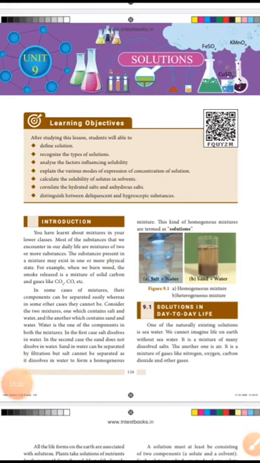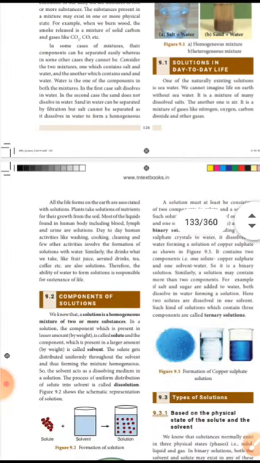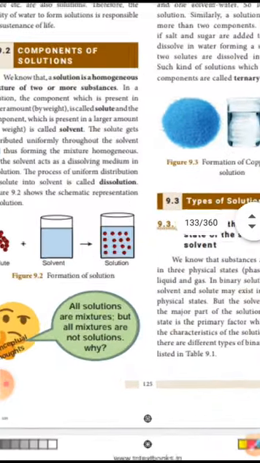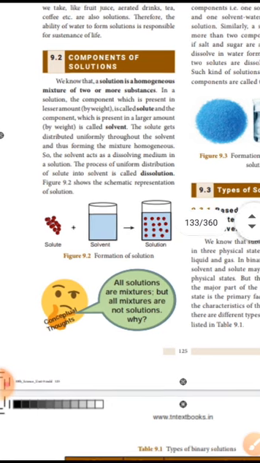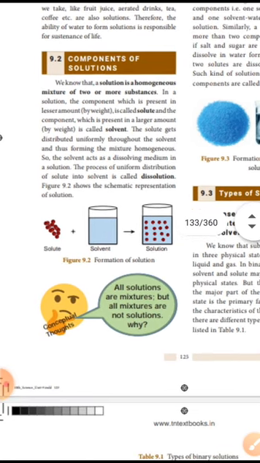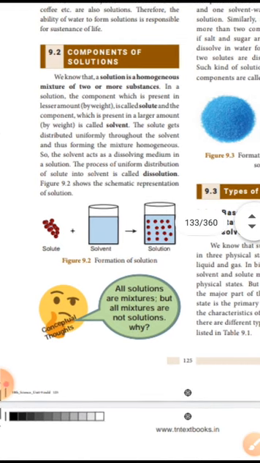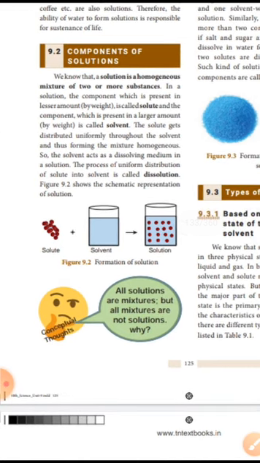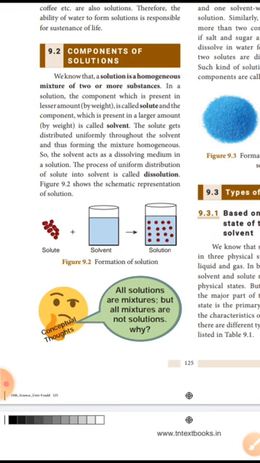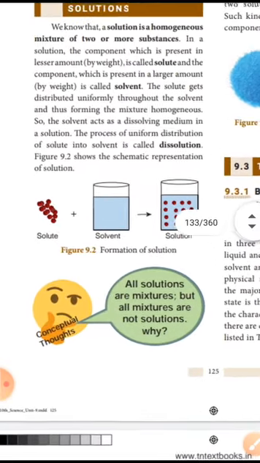Okay students, today we learnt what is solution, what is mixture, and what are the components of solution. There are two components, one is solute, another one is solvent. How can we make a solution? We need two substances, solute plus solvent, then we get a solution. The expression of solution means its formula: solute plus solvent gives solution.